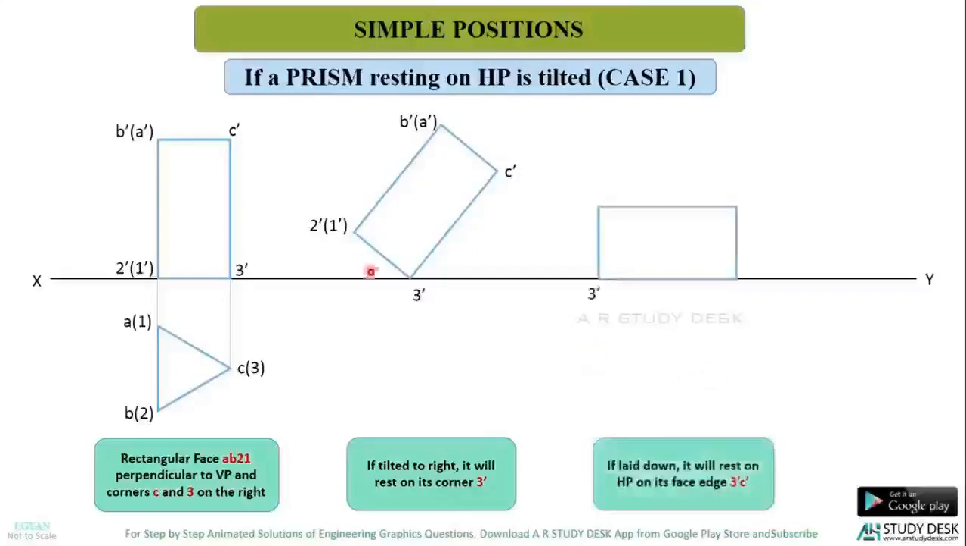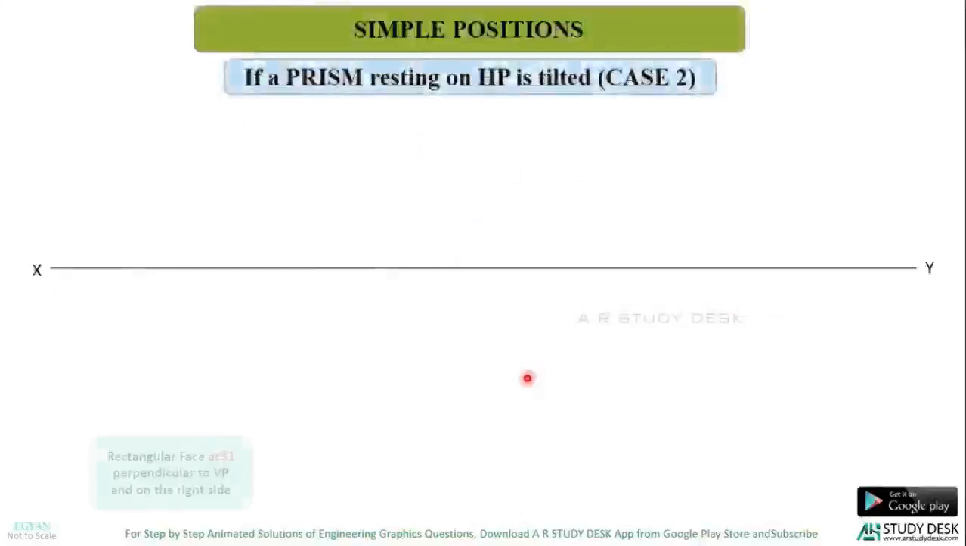And again, what happens if I make this prism lie down? It lies on 3 dash C dash, which is nothing but the face edge of this prism. So we can conclude that if you keep one of the corners of the prism to the extreme right side like this, and if you just tilt it, it will rest on its corner, and if you make it lie down, it will rest on its face edge. Is it clear? Now we will see the next case.